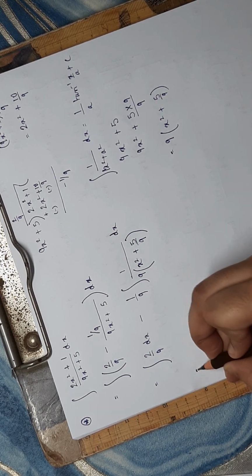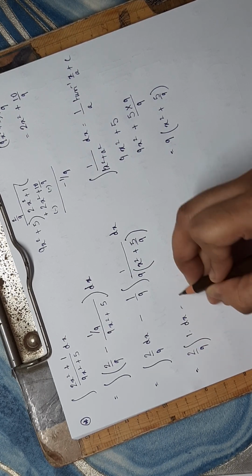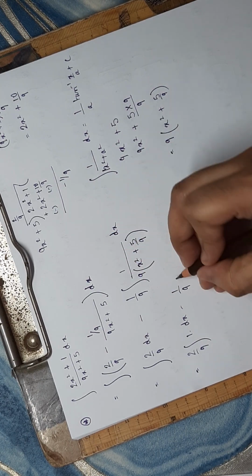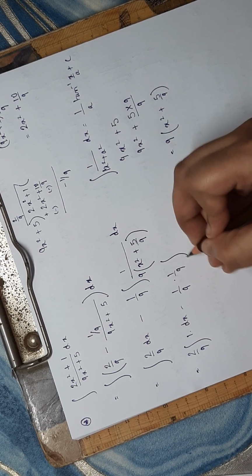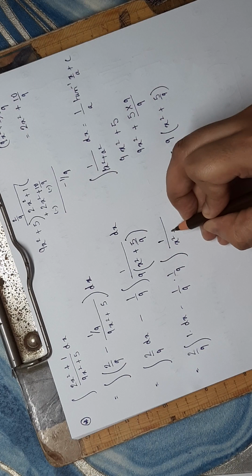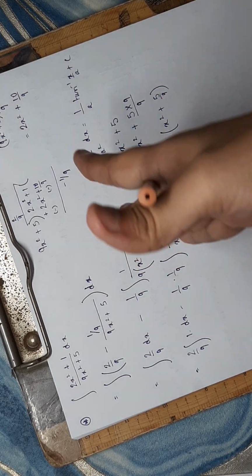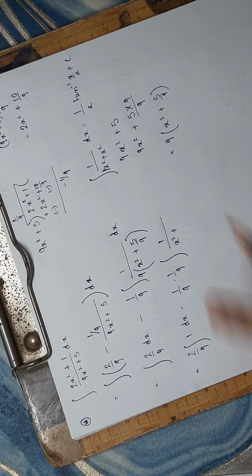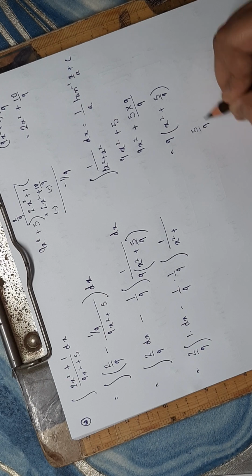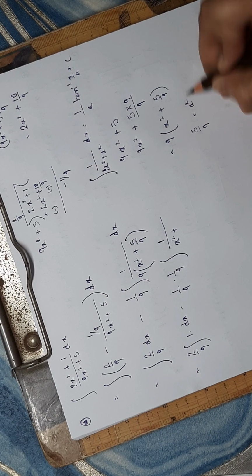Now our concern is to integrate, but first we will manipulate it a bit more. How? I'll take this 1 by 9 outside of the integration sign, and inside of the integration sign I'll be left with an x square plus a square. Now one more concern. What is the concern? Our a is not exactly in the format that it should be. X square is here, but where is a square? In order to express it, 5 by 9 is actually a square here.